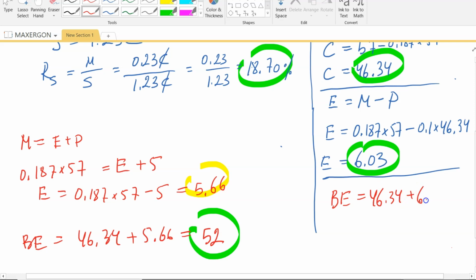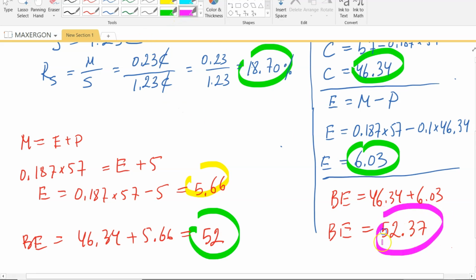46.34 plus 6.03. Break-even price is $52.37. And that is the answer for this problem.